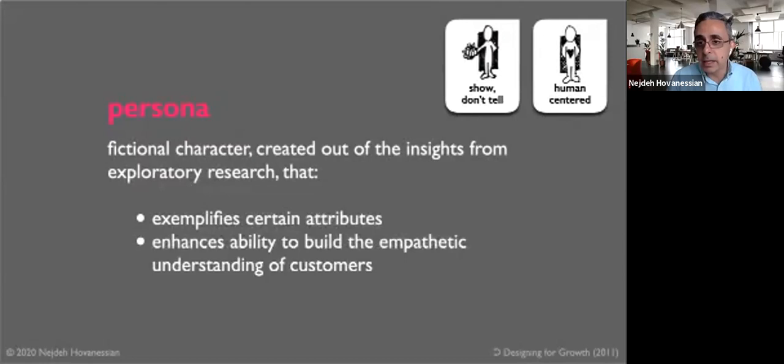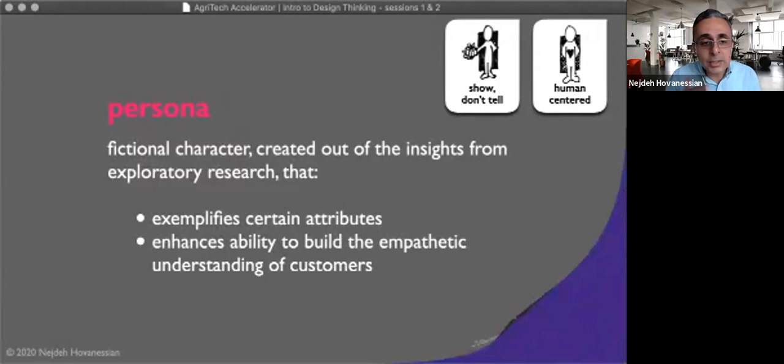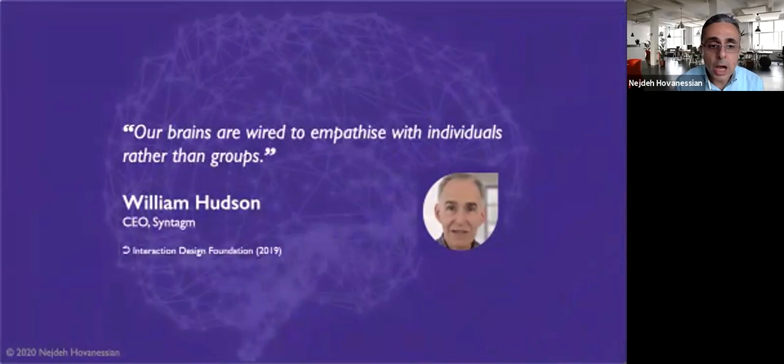It's very much easier for me as a designer to design this phone for somebody, let's say, called George, whom I know, whom I can imagine, I can connect easily with him or her. So in that sense, we usually create personas. And as you see here in William Hudson's quote, our brains are wired to empathize with individuals rather than groups. So it's very much easier, let's say, to empathize with one person, even if it is an imaginative person, rather than a group.